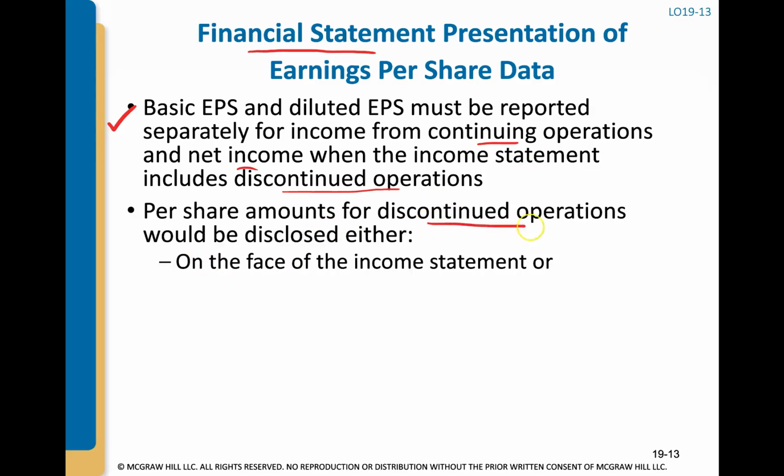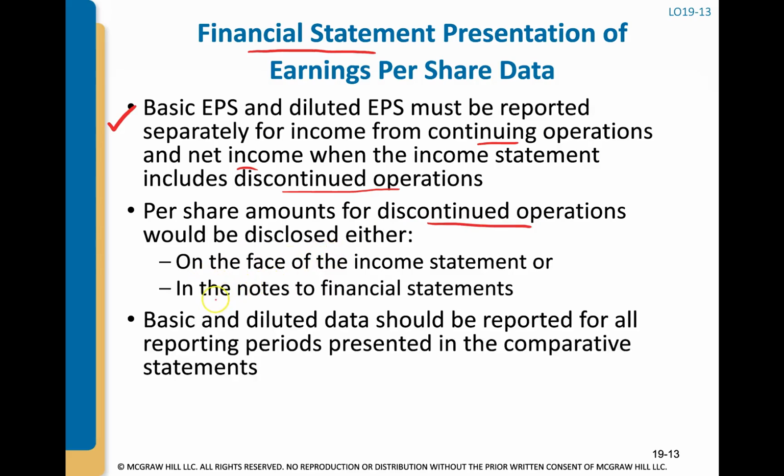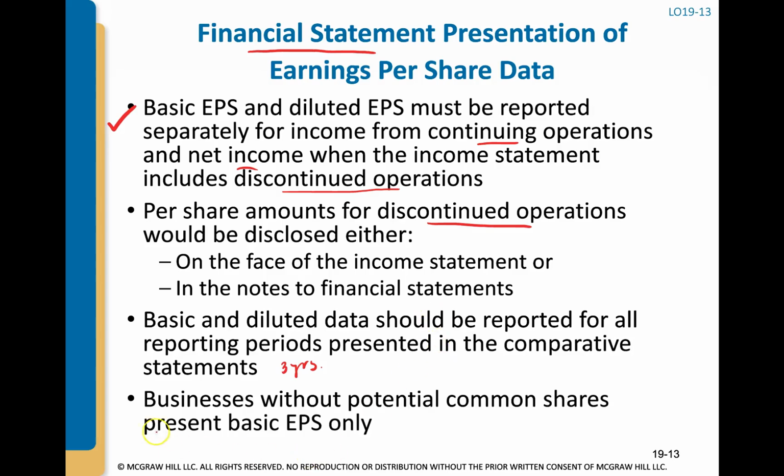And for the discontinued operations, the earnings per share amount can be disclosed either on the face of the income statement or in the notes for the financial statements. Both the basic and diluted earnings per share information has to be reported for all the reporting periods presented in the comparative statements. So if you look at a 10K, the income statement is for 3 years. They present 3 years' worth, and that's where you'll see the earnings per share on the bottom of the statement of operations, which is the income statement. And businesses that don't have any dilutive securities will not have a diluted earnings per share, so they only have to report their basic earnings per share.